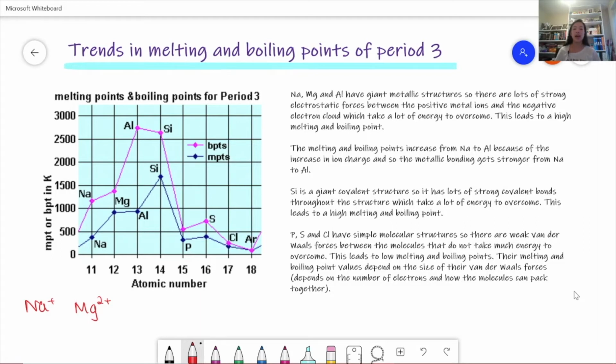And so for these simple molecular structures, their melting and boiling points actually depend on the size of their van der Waals forces. And this depends on the number of electrons, like we've learned before, and how the molecules can pack together.